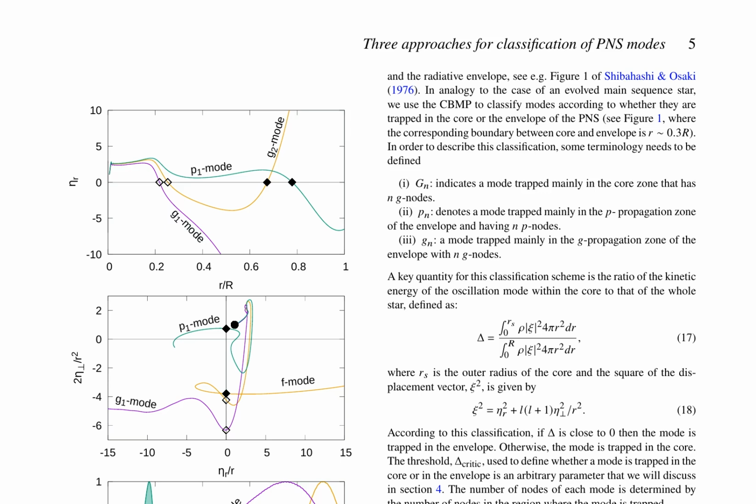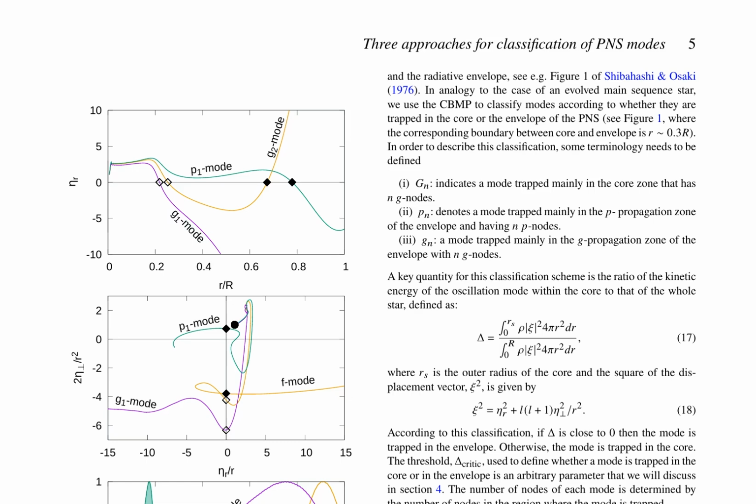Here is a combined summary of pages 5 and 6 of the research paper. The authors present three approaches for classifying PNS, protoneutron star, modes: the Cowling classification, the GCN, Generalized Cowling Number, and the CBMP, core envelope-based mode phenomenology. The Cowling classification involves counting the number of nodes of the amplitude of the radial Lagrangian displacement and comparing the frequency with that of the F mode.